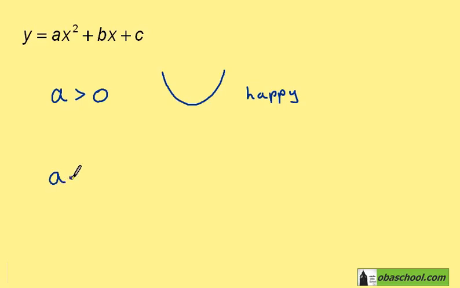If the coefficient of x squared is a negative number, then the curve is shaped like this, and some people refer to this as being a sad curve. We can also use completing the square to locate the minimum point on a happy curve and the maximum point on a sad curve.